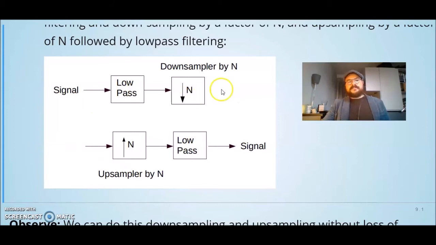After downsampling, we have a signal with a sampling rate of 16 kilohertz and band limited to 8 kilohertz.